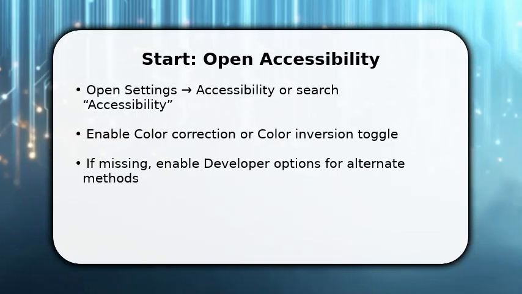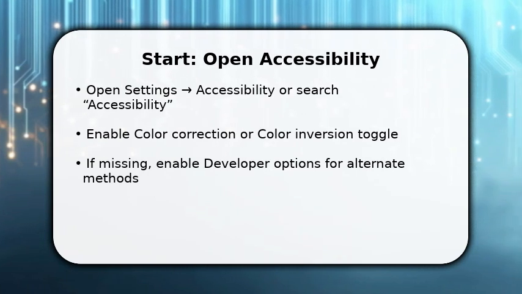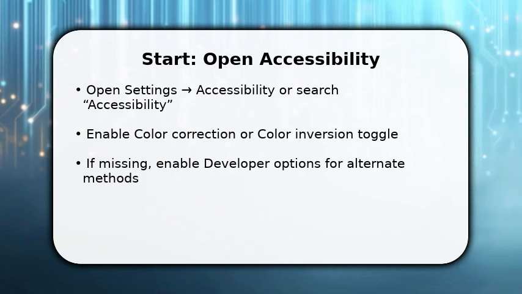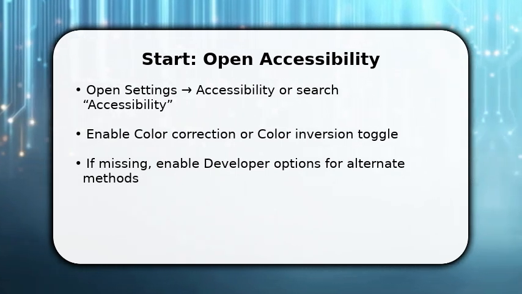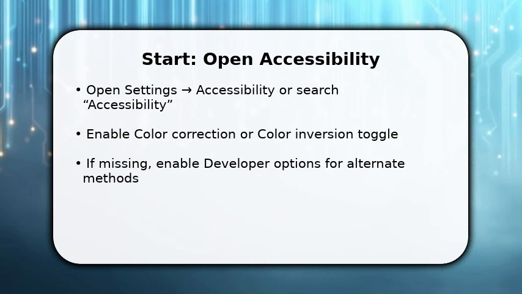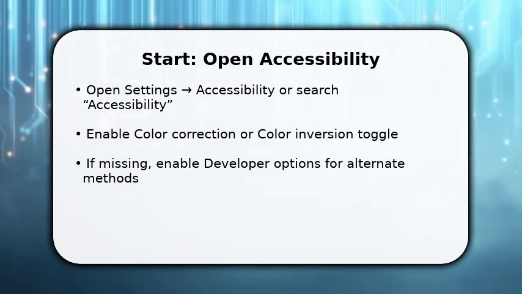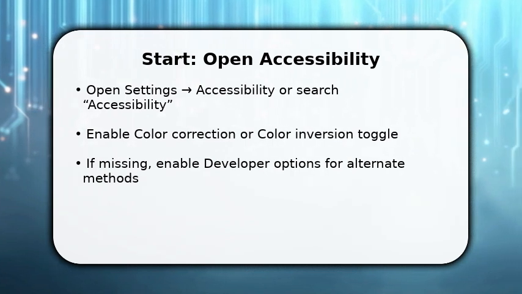You're starting inside settings, go straight to accessibility. You do this because Android centralizes visual aids there, so you won't chase menus. Tap color correction or color inversion now. These are system-level filters that alter color output across apps. Once done, choose a preset or custom correction.